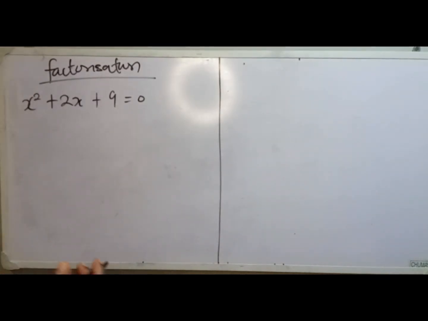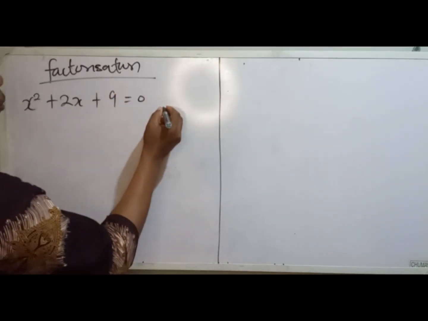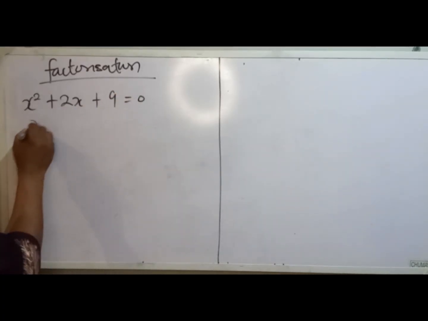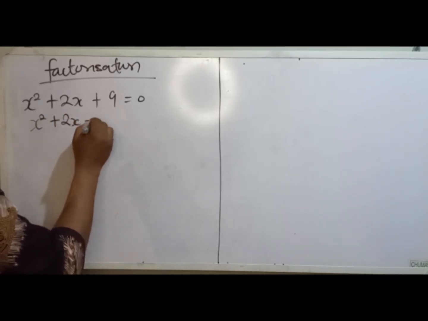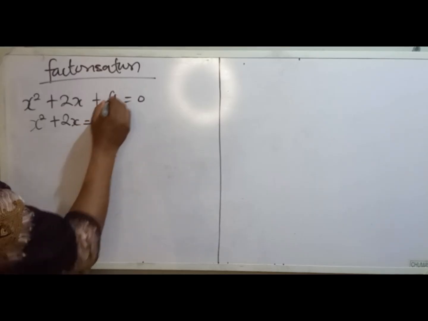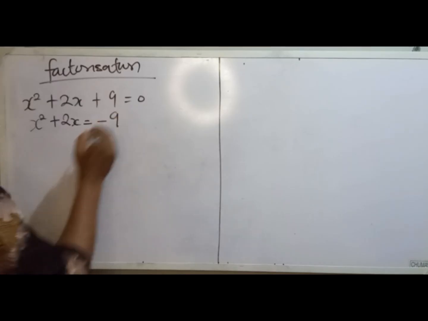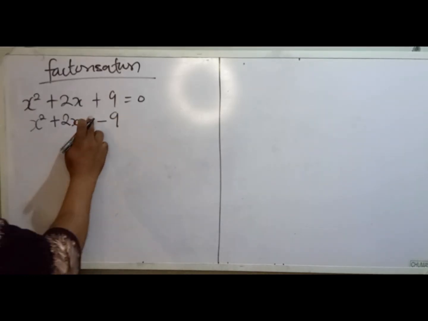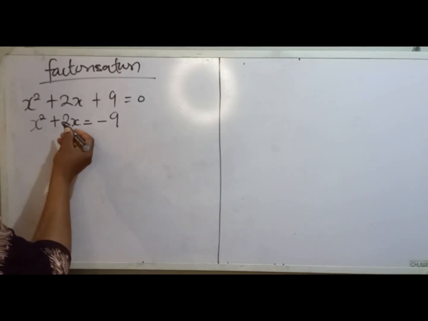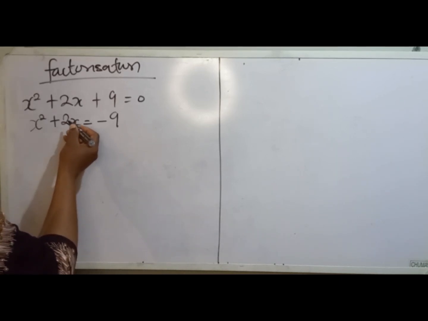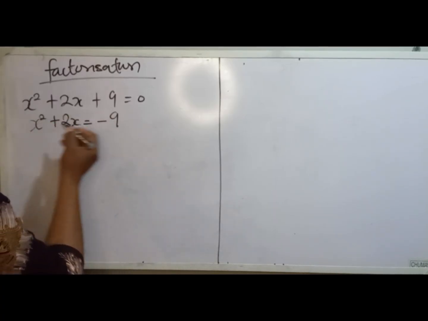Now, in the completing the square method, the first thing we do is we have to take the constant to the other side of the equality sign. That will be x squared plus 2x equals 9 minus 9. Since we have a positive 9 there, it is going to be a minus 9. Right. So now, the next thing we are going to do is take the square of half the coefficient of x, which will be added to both sides of the equality sign.